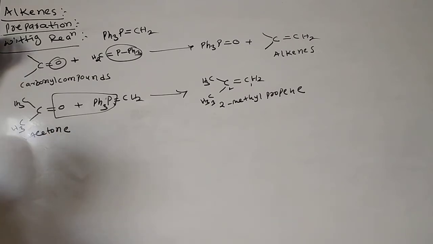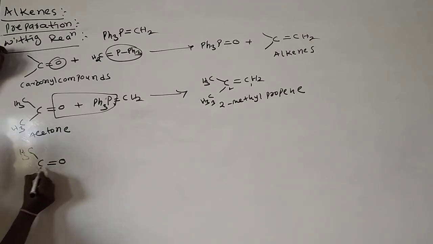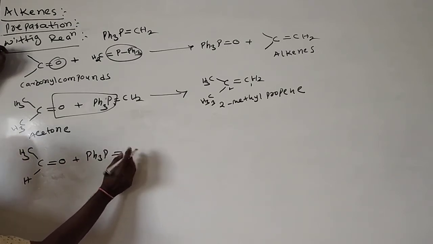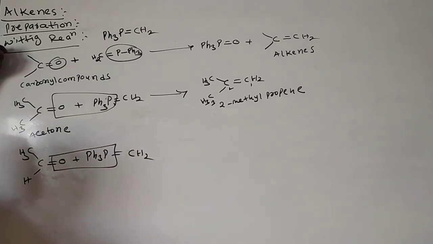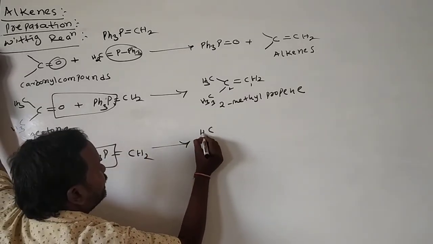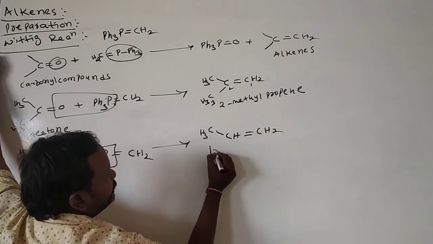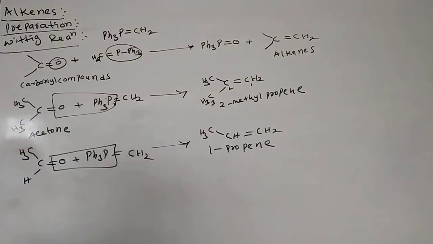If we take an aldehyde, we will get the same kind of molecule. Here I am taking one aldehyde, CH3CHO. It reacts with Ph3P double bond CH2. It forms triphenyl phosphine oxide and CH3CH double bond CH2. Here we will get propene. This is what we call the Wittig reaction.